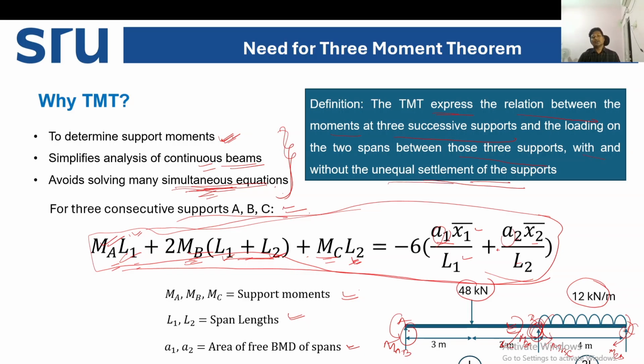So in this particular case, let's say there is no settlement of the supports. Everything is perfect. In some cases, it will be given that support A is settled by 5 mm or 10 mm below B. Or sometimes it will say support C is settled by 6 mm from B. So in that case, this support is settled down 5 mm as compared to B, and we have to change this equation. I will also solve one example on how we can consider the settlement at the supports.